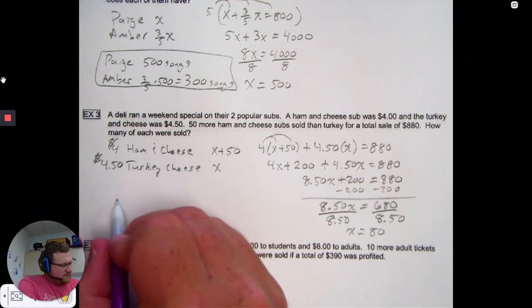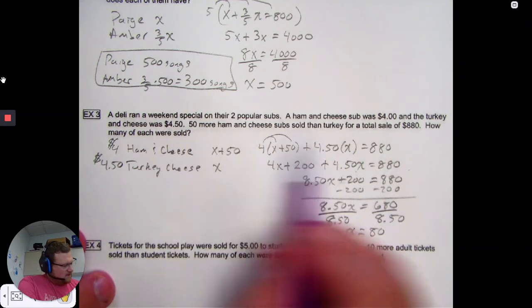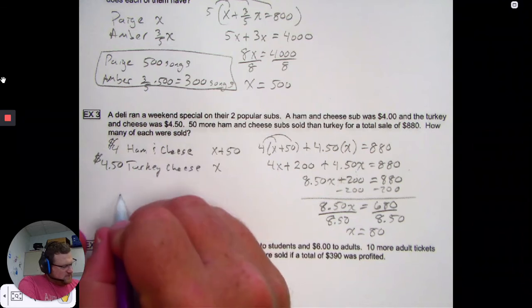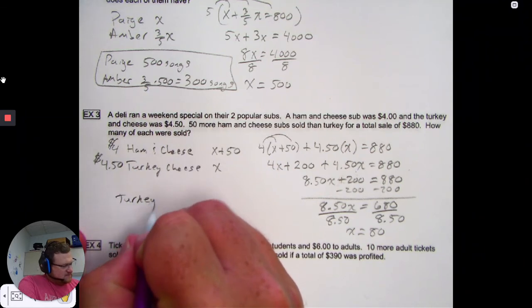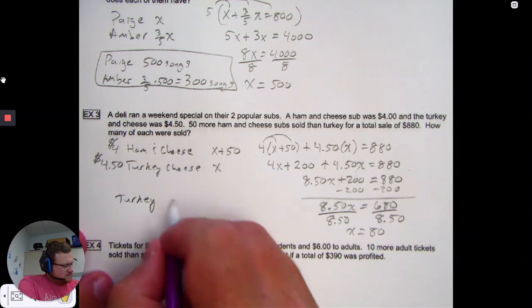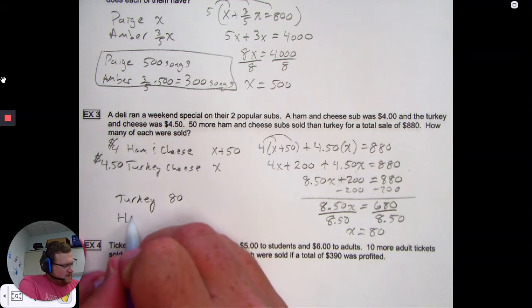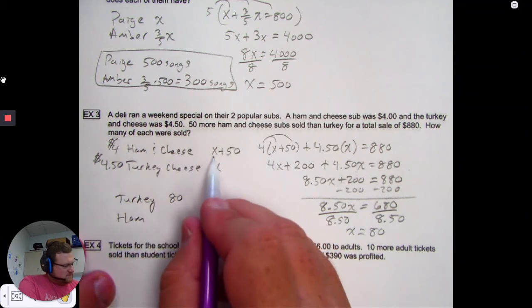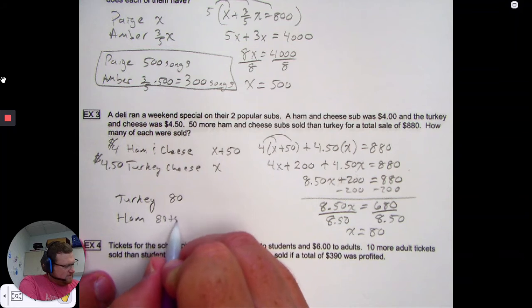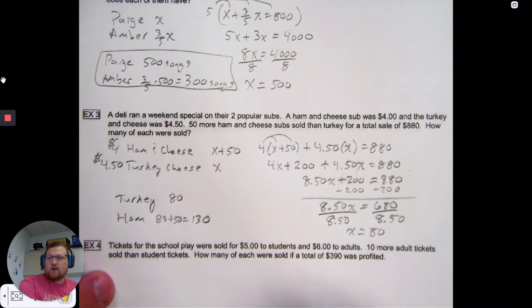So again, I come back over here. It asks how many of each were sold. So my turkey is just x. So my turkey subs, I sold 80. And my ham and cheese subs, I sold 80 plus 50, or 130 subs.